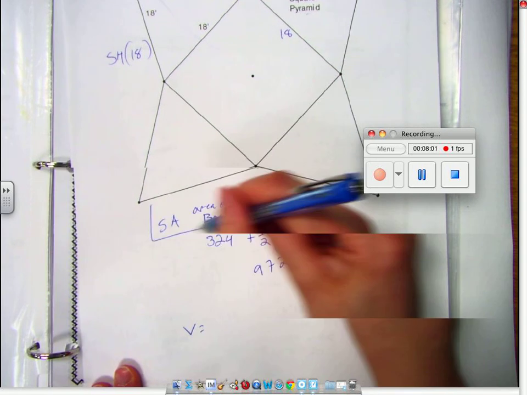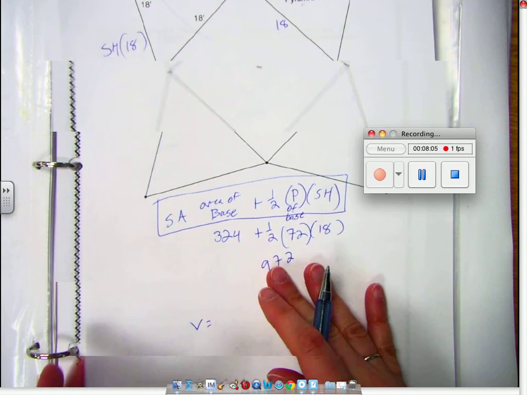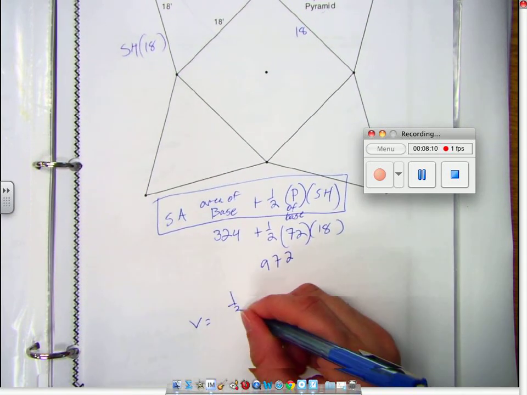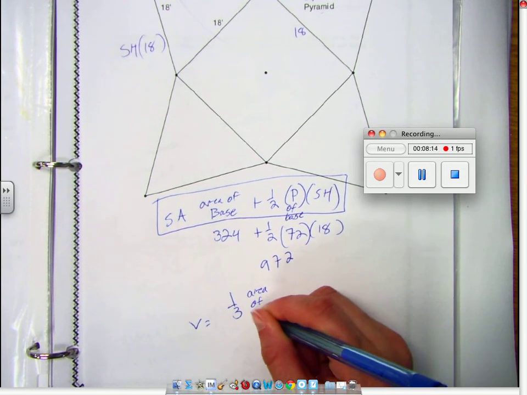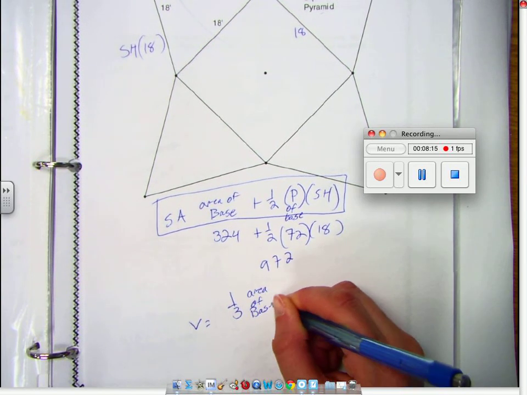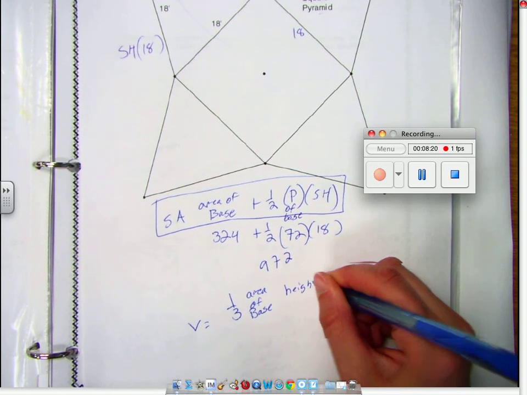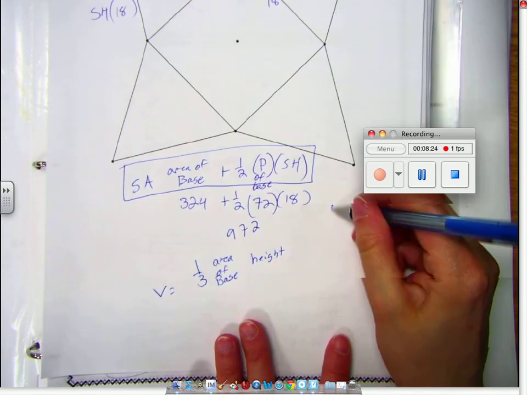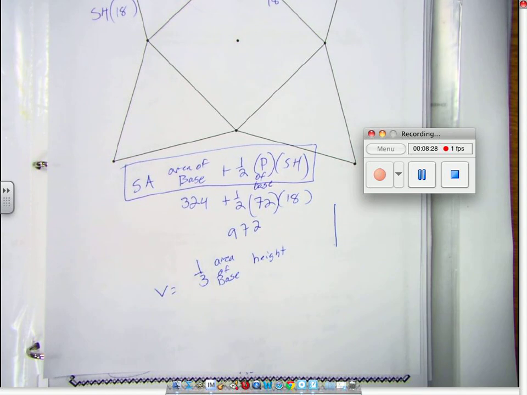So right here again, that's how I find my surface area. Here's how you find volume. Volume is 1/3 the area of the base times the height. All right. So the height is going to be the hard thing that we have to figure out. So let's draw a little picture.